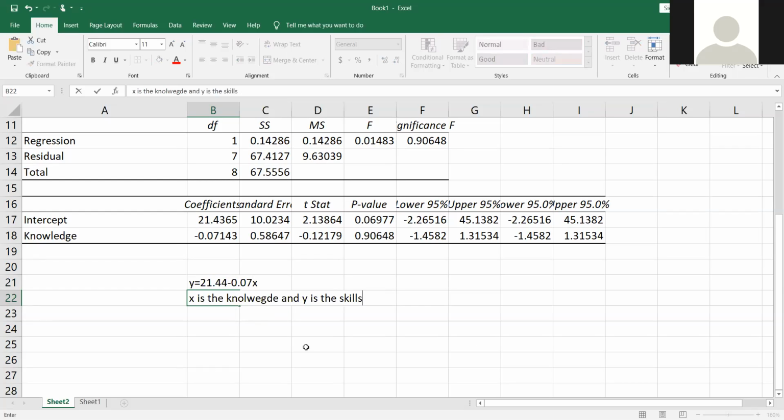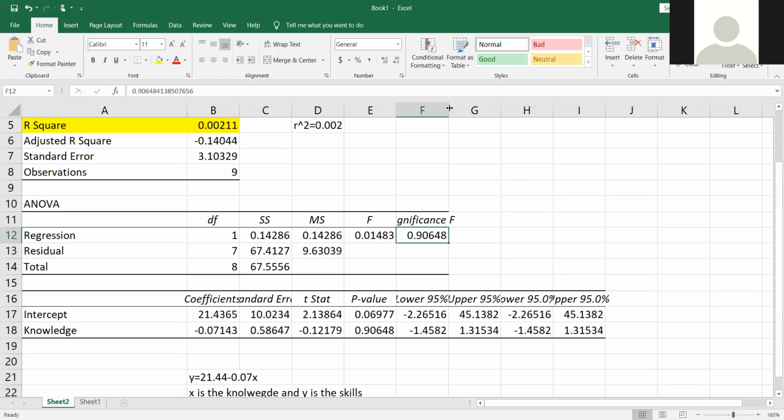So what is the meaning of this? It means that it's a negative. So the influence of our knowledge is negative. So for every increase of 1 unit in knowledge, it means that there is a decrease in the skills. But we also have to take a look at the value of this one, our p-value.